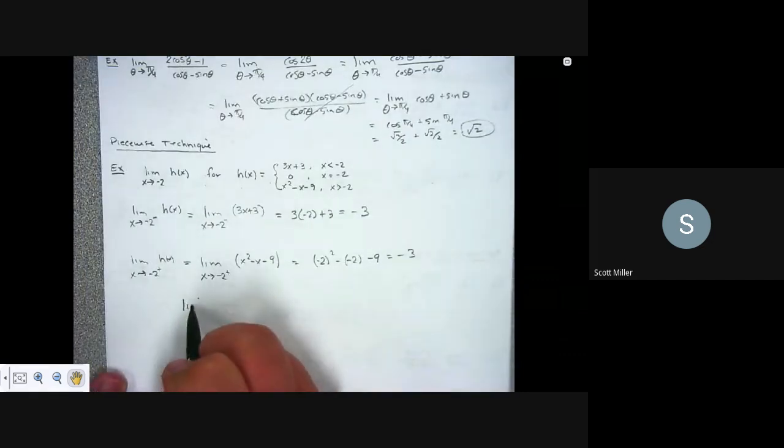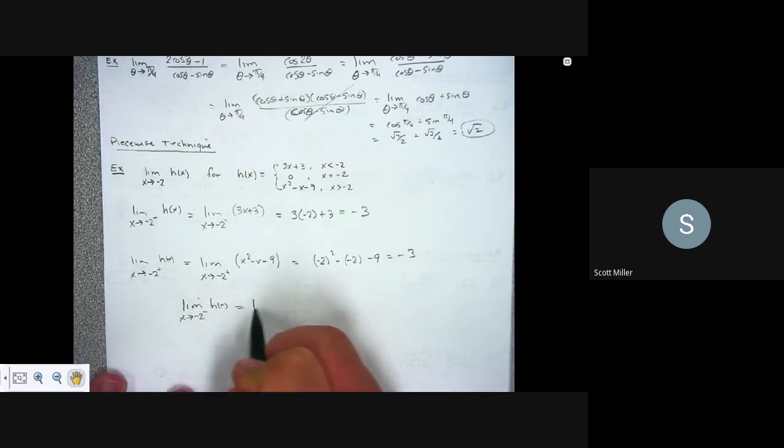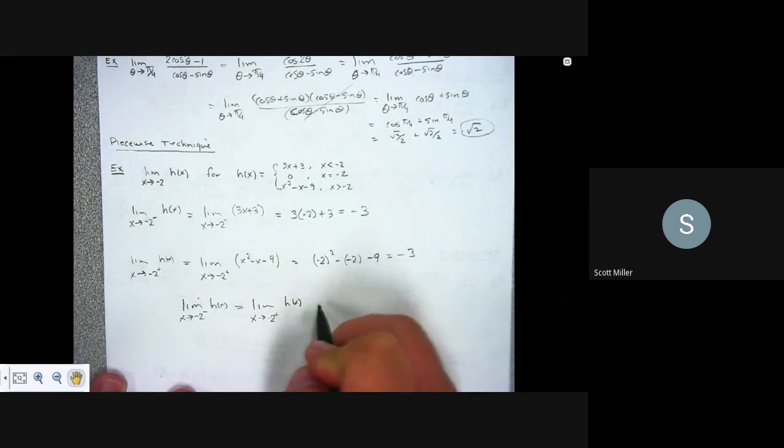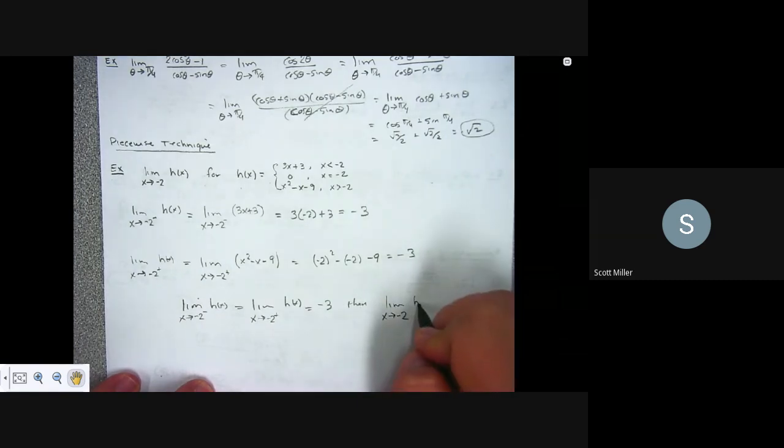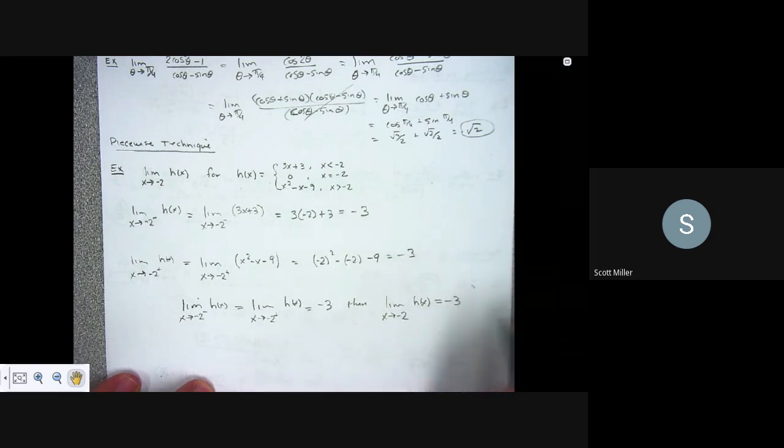And since they both agree, since the limit as x approaches -2 from the left of h of x equals the limit as x approaches -2 from the right of h of x, and that's equal to -3, then I know that the limit as x approaches -2 of this function must also be -3. And so that would be how you would write your answer. Okay? So that's how you deal with piecewise functions.